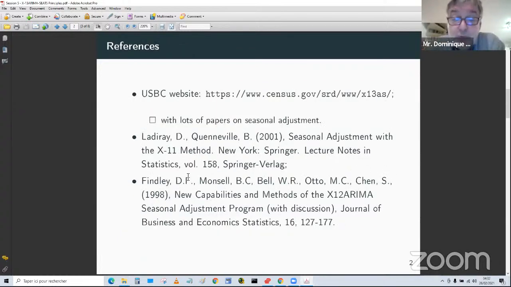If you want documentation about X11 or X13, you can go to the US Bureau of Census website. This is the link. It's not the same link you have in your slides. I discovered it has been updated just this morning, so I changed it. I will change the slides, Siska. I will send you the new set of slides after. So if I go to this website, it should be there.